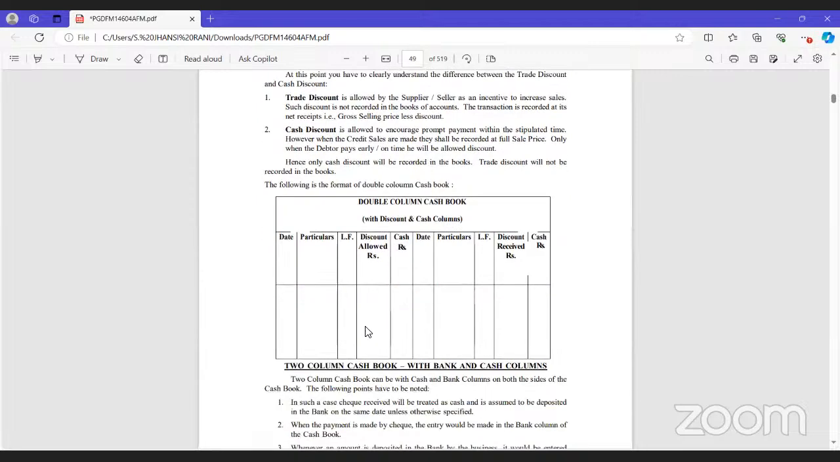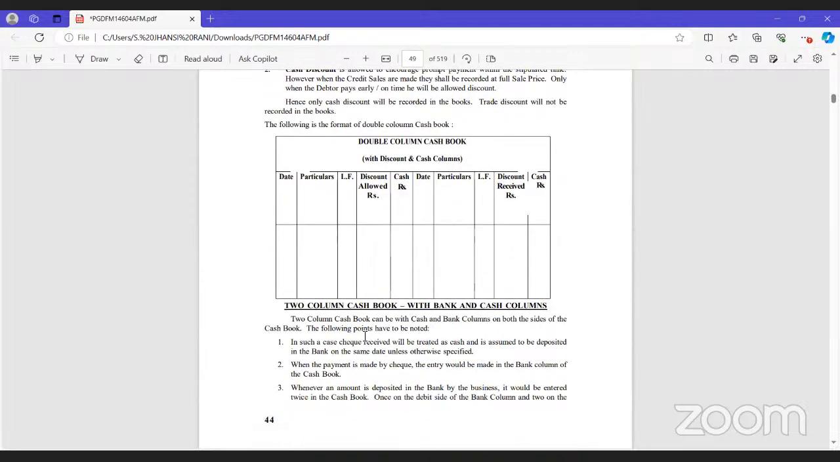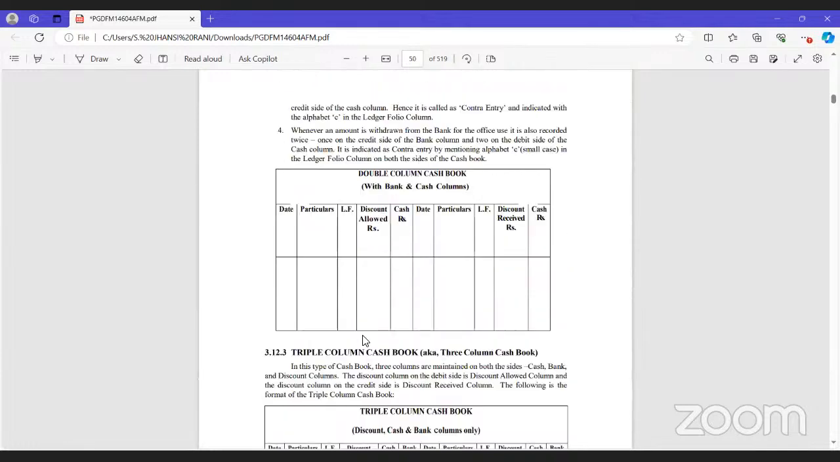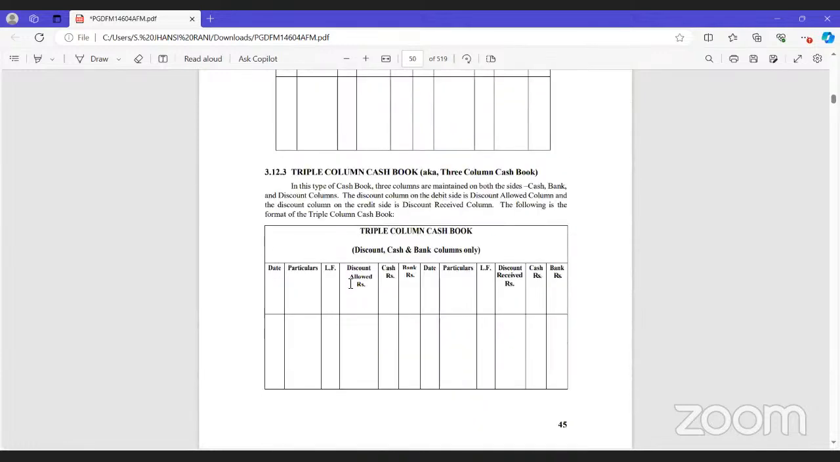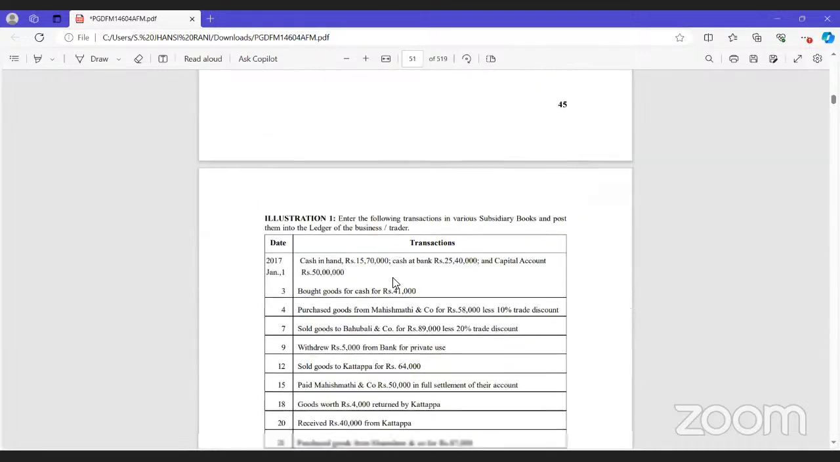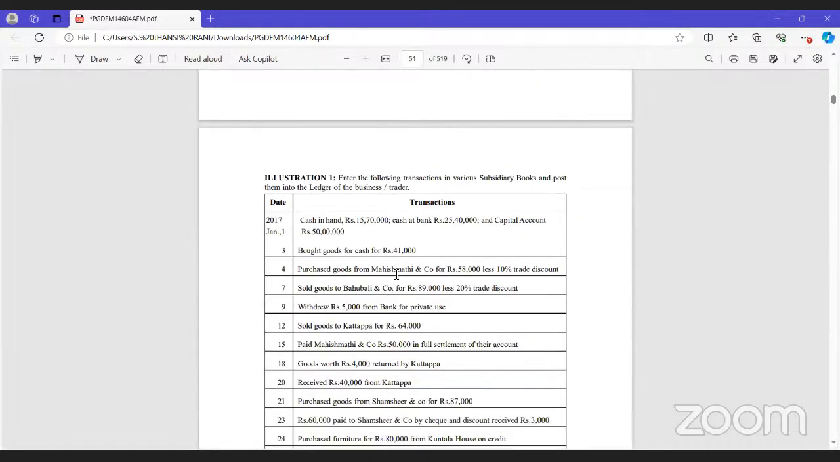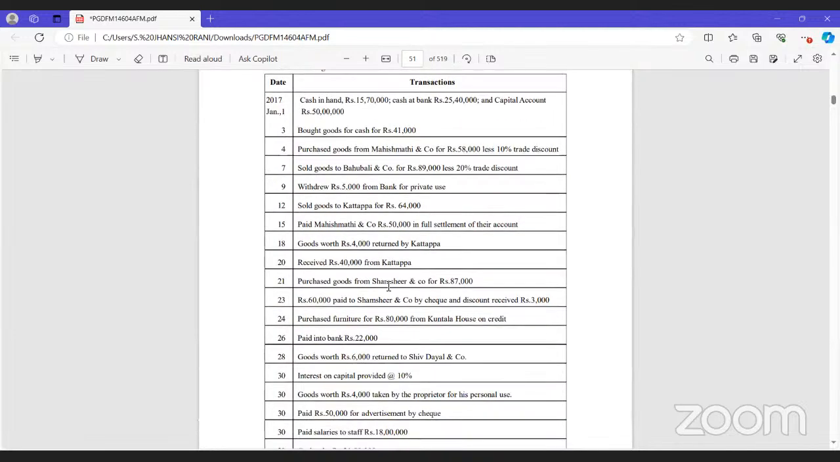And whenever it is a 3 column cash book, it will be cash, bank and discount. We call it a 3 column or triple column cash book. Discount, cash and bank columns are the extra columns that will be written here. So here the problems are given to us. Let's do it.